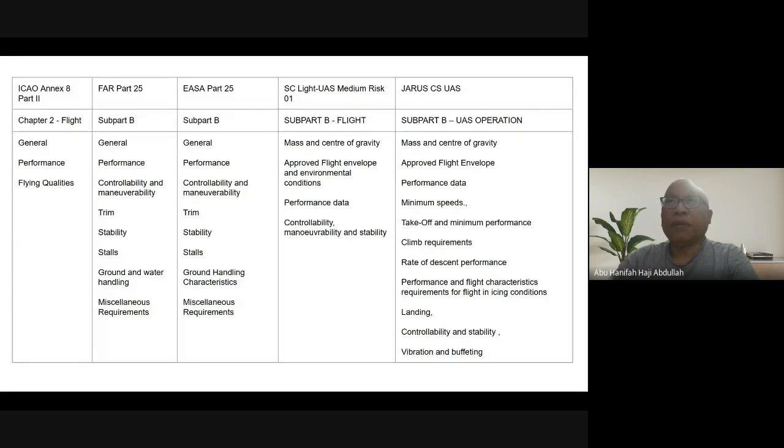For the unmanned, we do have the light unmanned mass, which is less than 600 kilo, if I'm not mistaken, which is there is a mass, CG, approved flight envelope and environmental condition, performance data, controllability, and maneuverability and stability.